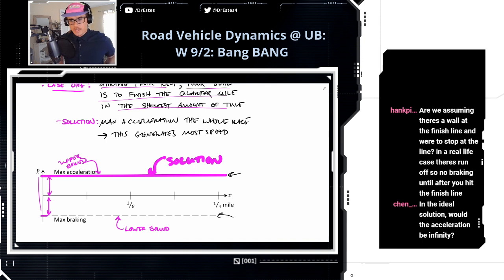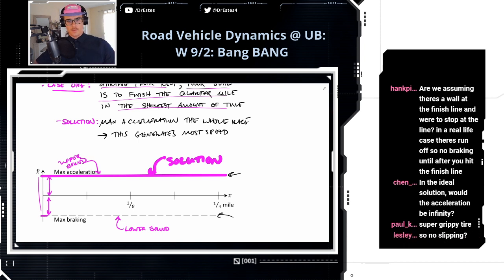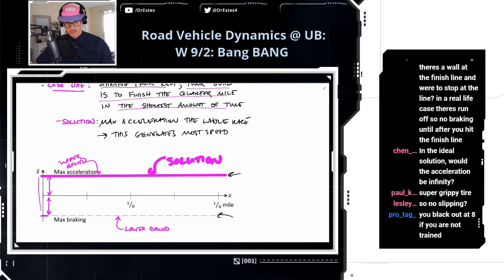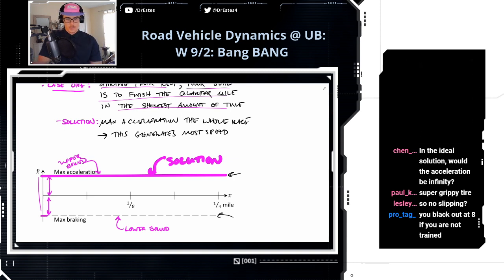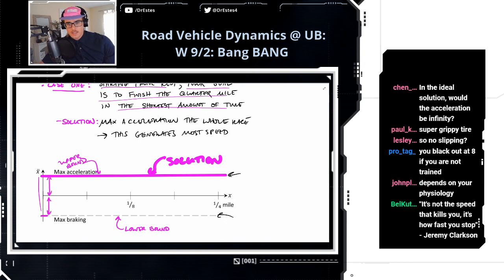How many G's can you take before it causes problems? Super grippy tires as well. Yeah, that's an assumption, that these tires are not slipping. They're not burning out. We're assuming that we have all the grip. Yes, you black out at 8 G's if you are not trained. Okay, wow. Right, so we have some pretty basic assumptions here. We're assuming that the tires can handle it. Let's assume that's all taken into account in these limits.